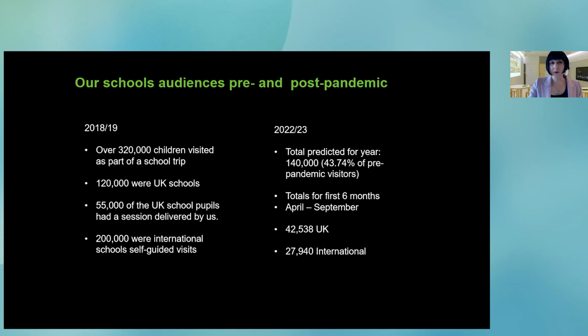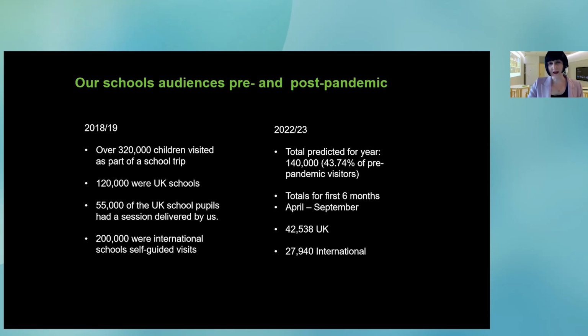And when the museum reopened, there were strict one-way routes and things like that. So we'll have a look at that. And we really increased our virtual visits. So these are our stats here on screen from pre-pandemic. Pre-pandemic, over 320,000 children visited as part of the school trip, and 120,000 of those were UK schools and about 200,000 were international schools. We delivered about 55,000 facilitated visits out of those to the UK schools.